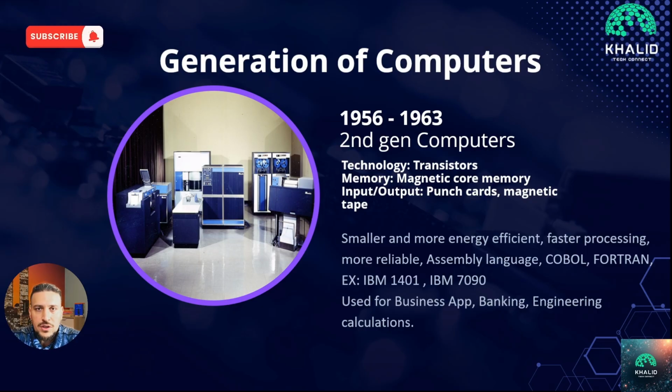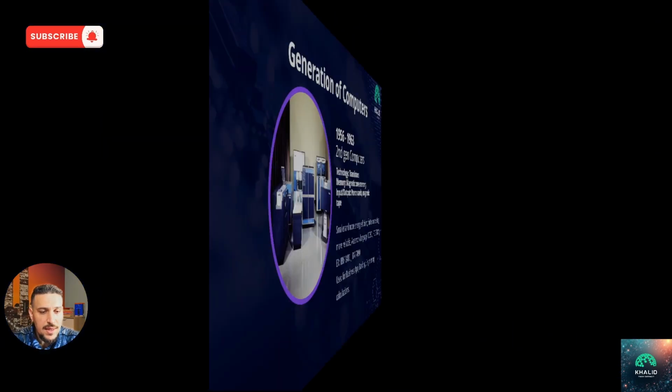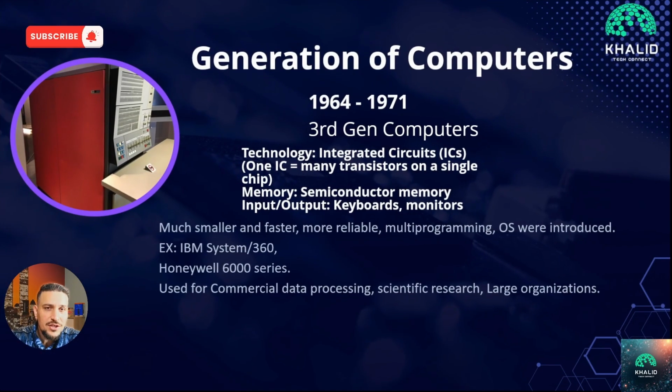They were using the assembly language and Fortran, COBOL. So they were not using the binary language. The example of those computers were IBM 1401, IBM 7090. So those computers were being used for business application, banking, engineering calculations. So those were the second generation of computers, and now we are talking about third generation of computers.